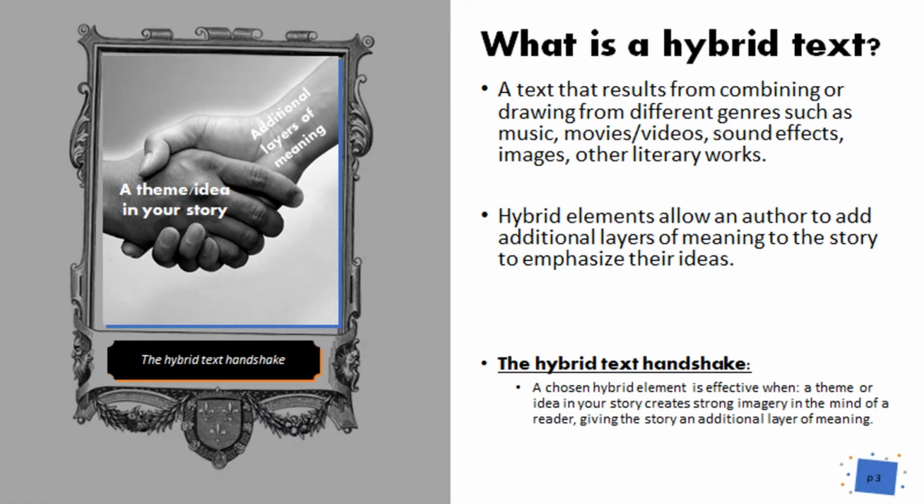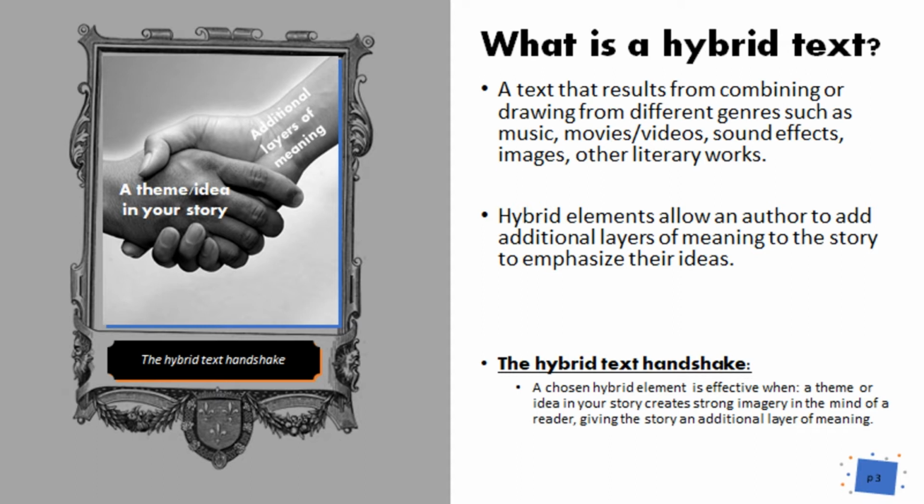Let's dive in. A hybrid text is a text that results from combining elements from different genres such as music, movies, videos, sound effects, images, or other literary works. Using hybrid elements allows an author to add additional layers of meaning to the story, emphasizing their ideas or themes.